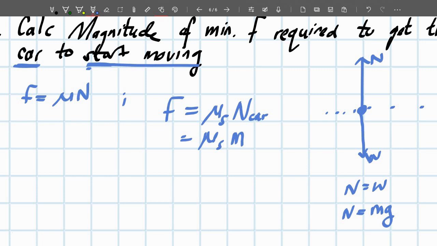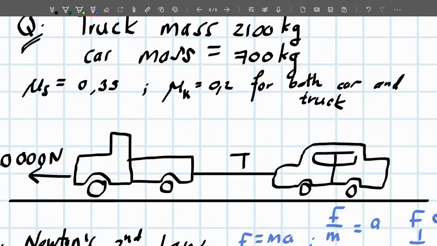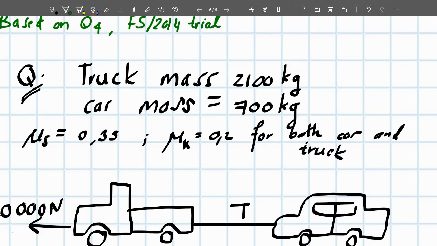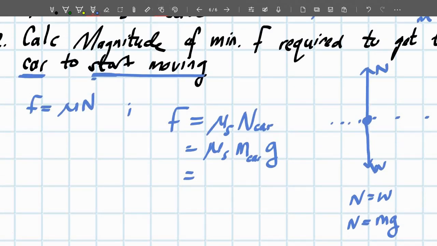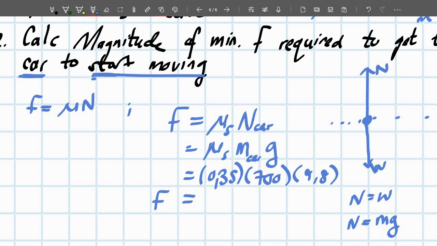This is the mass of the car times g. Let's look at what the mass of the car is. We're looking at static friction, so we take that and the mass of the car, 700. So static friction 0.35 times the mass of the car 700 times gravity, which is 9.8, and that gives you the frictional force, or force required, of 2401.